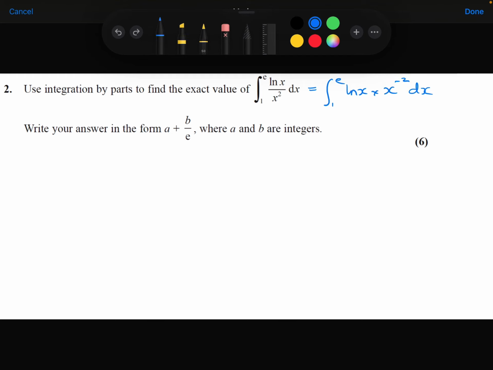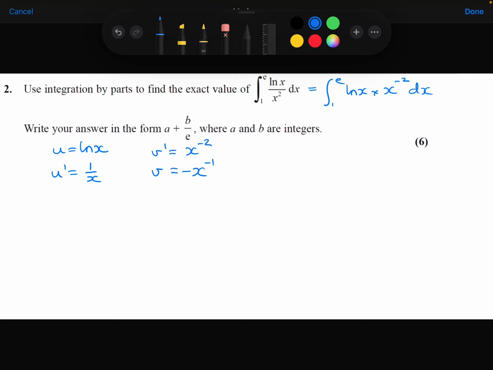So I am going to let u be equal to ln x. We always have u as the logarithm if we have one. And we'll have v dash as being x to the power minus 2. We're going to differentiate the ln x. Ln x differentiates to be 1 over x. And we're going to integrate the v dash. So integrating x to the power minus 2, I'm going to add 1 to the power and divide by the new power. So dividing this by minus 1 makes it negative.